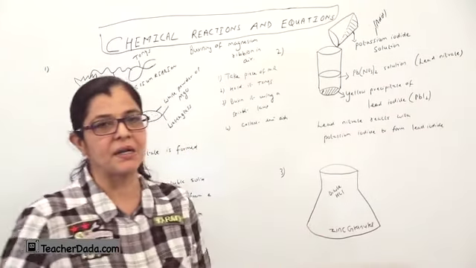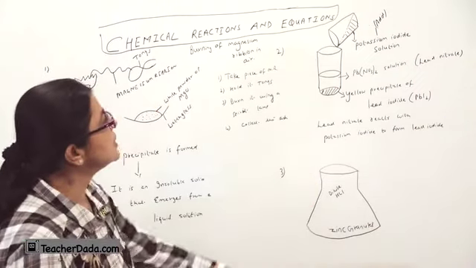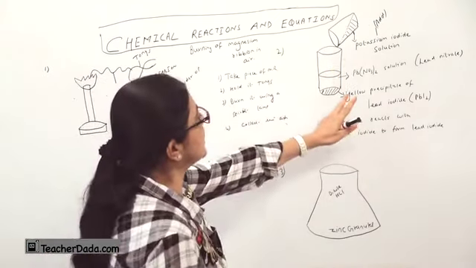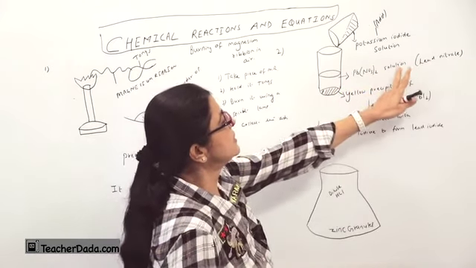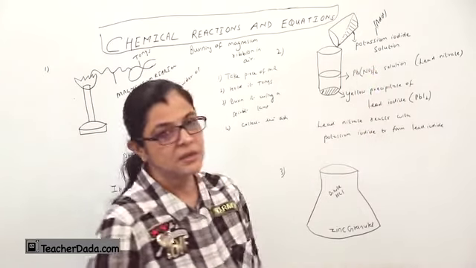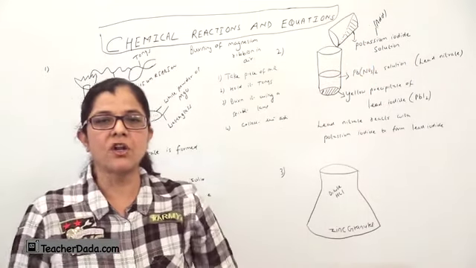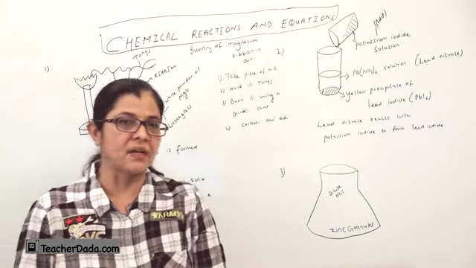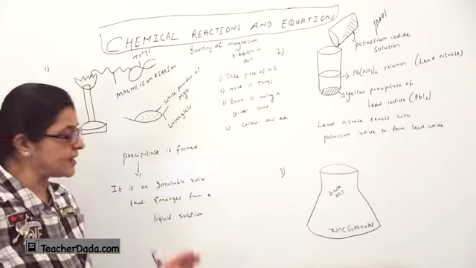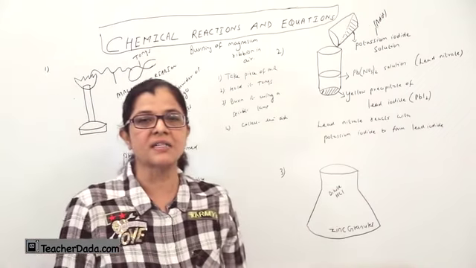Now let's move to the second experiment, to show the reaction between lead nitrate and potassium iodide solution. I have drawn a diagram here. Take lead nitrate solution in a test tube, that is Pb(NO3)2, called lead nitrate. You add potassium iodide solution to this lead nitrate. What will we observe? We will observe a yellow precipitate. Now what is the meaning of precipitate? A precipitate is an insoluble solid that emerges from a liquid solution.